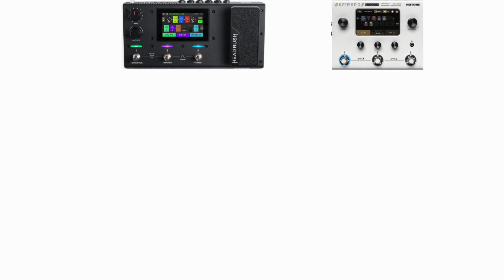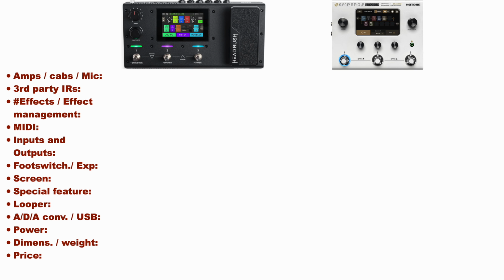We will now check the differences between the two units among the following parameters: number of amps, cabs and microphones built in, third-party IRs, number of effects and effect chain management in general, MIDI options, input and output, foot switches and expression pedal availability, screen size and type, special features, looper, ADA conversion, power, dimension, weight and price.